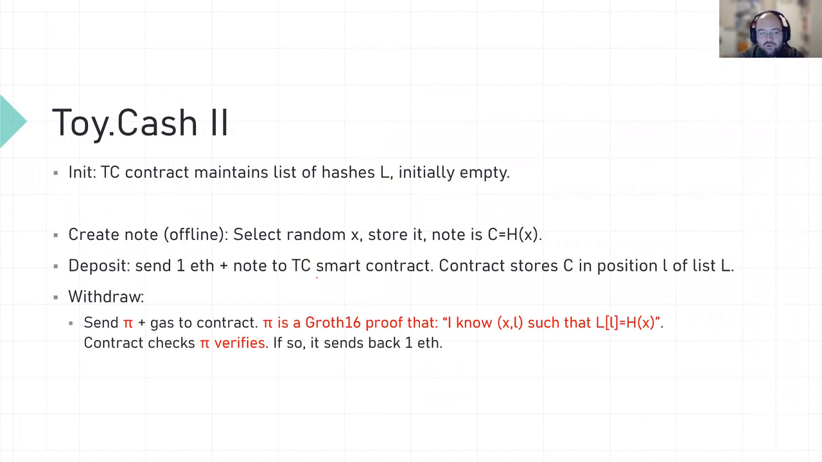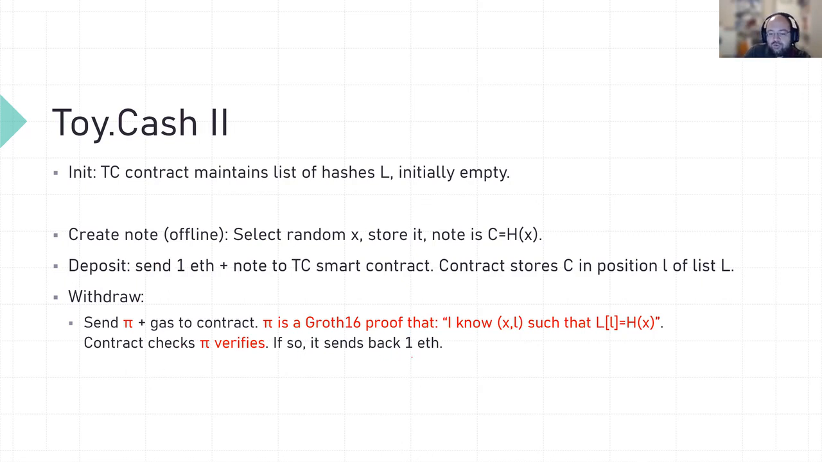Okay, so now we're going to deploy Toy Cache 2.0 using zero knowledge, right? Surely this will go well. So we will do essentially the same design, but now we will be smarter. We will not send the value of X in the open. We will send a zero knowledge proof pi, such that pi is a Groth16 proof that says this: I know a value X and a position L such that position L in the list is equal to the hash of X. And then the contract will check that pi verifies.